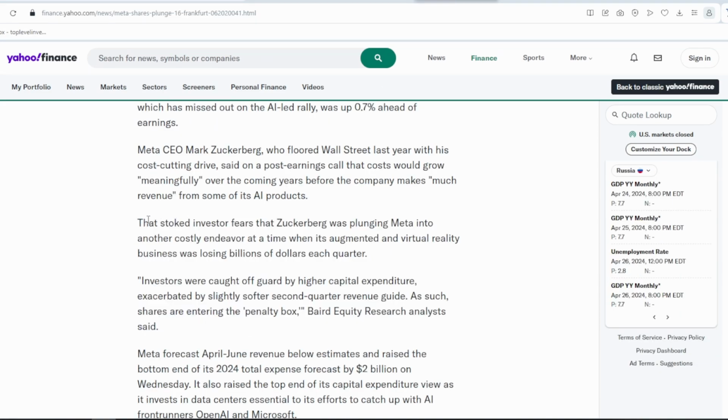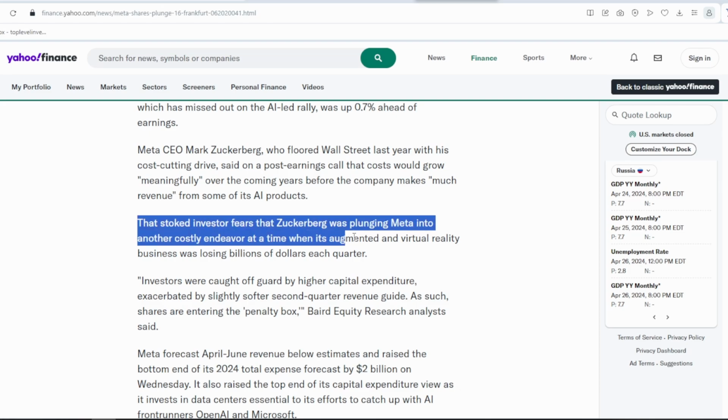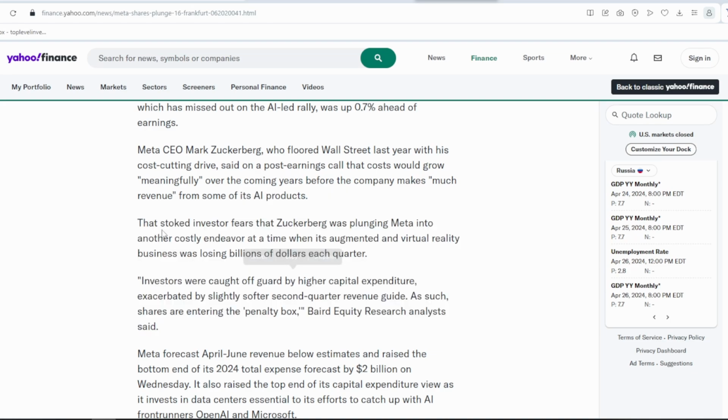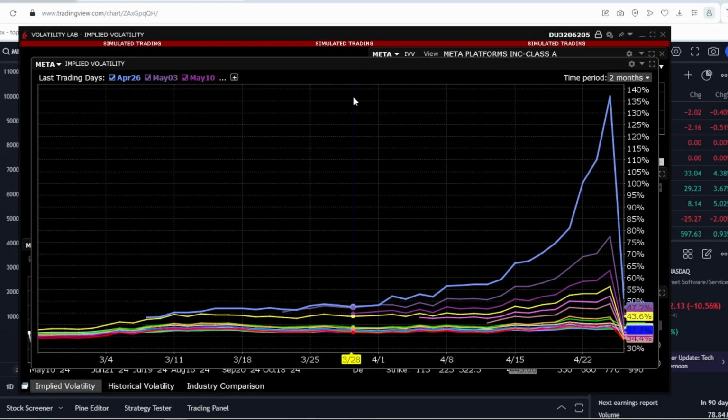That stoked investor fears that Zuckerberg was plunging Meta into another costly endeavor at a time when its augmented and virtual reality business was losing billions of dollars each quarter. Investors were caught off guard by higher capital expenditure, exacerbated by a slightly softer second quarter revenue guide. That's all good in theory, but personally I'd focus more on what the market is indicating and telling us.